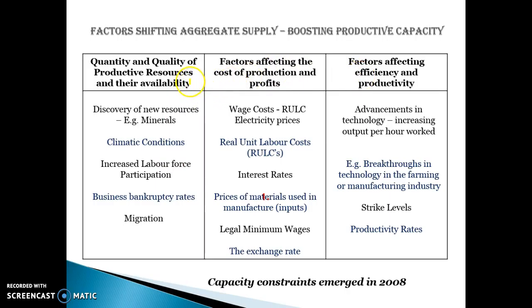One, if we can improve the quantity and quality of our resources, or the availability of resources. So that would be if we discover new minerals, or if we have really good climatic conditions, so for example if we have really good harvest and we're able to produce more. Increased labour force participation: immigration, getting more women into the workforce, older people staying in the workforce for longer. That was kind of the idea with the baby bonus. It's the idea with increasing our immigration numbers. That's the idea behind trying to get women back into the workforce. Things like the childcare subsidies, all of that is to try and improve the quantity and quality of our labour resources.